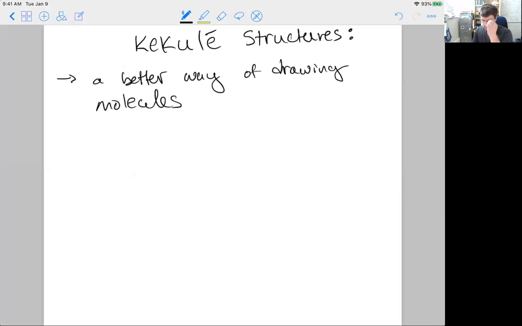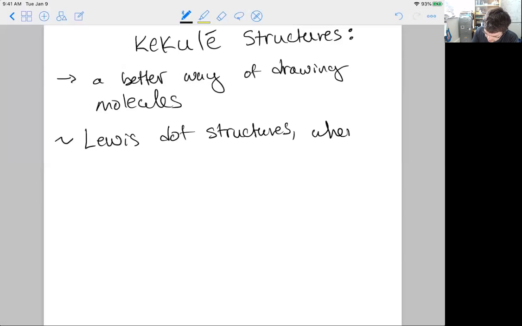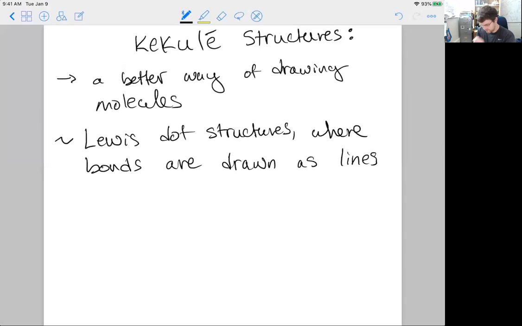A better way of drawing molecules. In Kekule structures, these are really just Lewis dot structures where bonds are drawn as lines. Okay, so what does that mean?